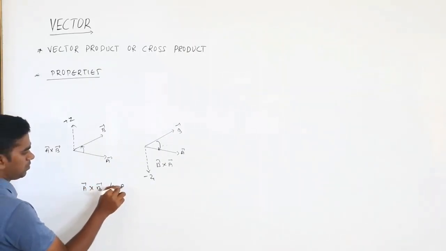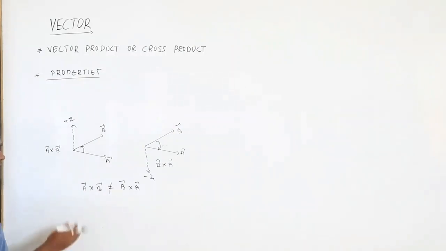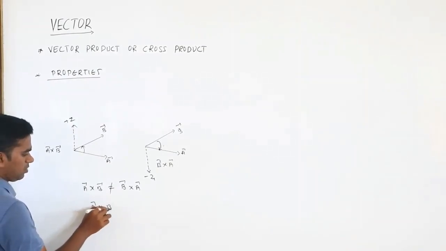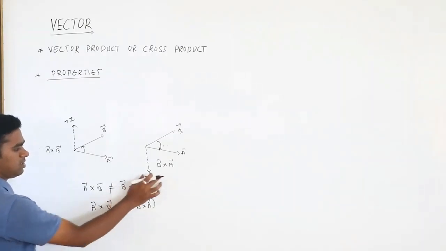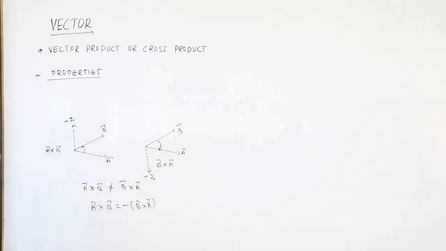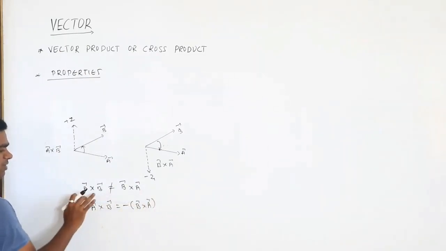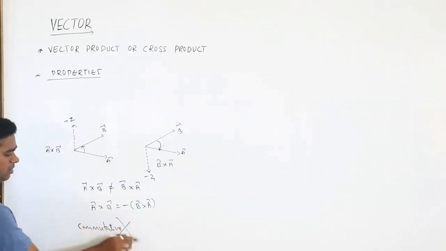not equals to B cross A. But in case of dot product, A dot B is equals to B dot A. But here A cross B is not equals to B cross A. So instead what we can write? A cross B equals to minus B cross A, because only that is the change. Only direction is the change. So this we cannot call as commutative law. If A cross B is equals to B cross A, then only we can call it commutative law. So commutative does not hold over here.